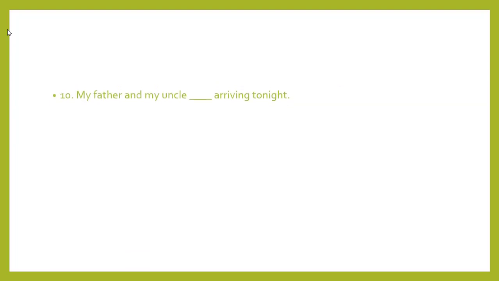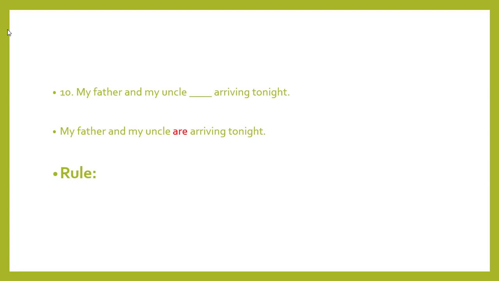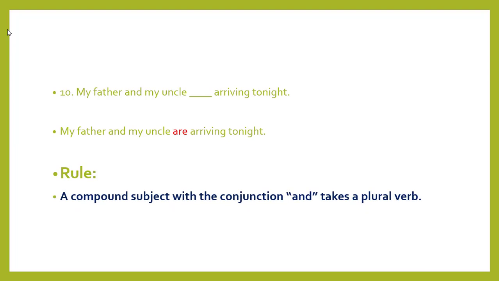Now sentence number 10. My father and my uncle dash arriving tonight. What is its solution? You must have thought about it. Its solution is my father and my uncle are arriving tonight. What is the rule behind it? The rule is a compound subject with the conjunction and takes a plural verb. My father and my uncle are arriving tonight.